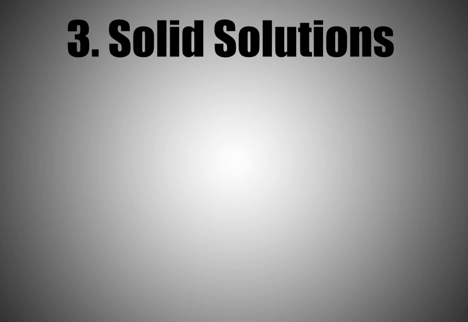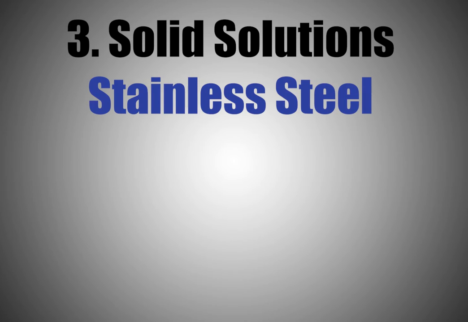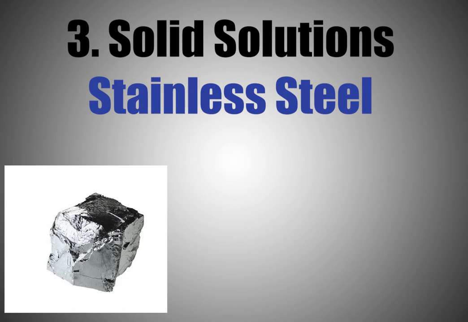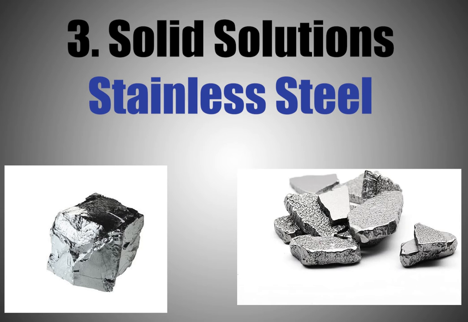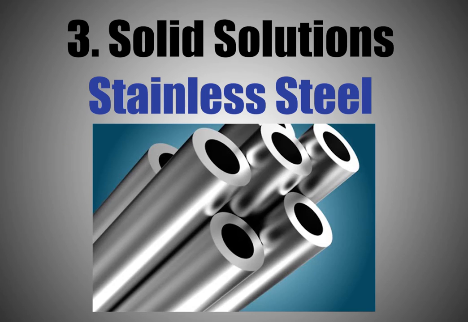Lastly, the third type of solution is the solid solution. The example of this is stainless steel. Chromium metal is dissolved in iron to form a shiny steel. Therefore, chromium metal is our solute and iron is our solvent. When combined, it forms stainless steel. It is a type of steel that has resistance to rusting due to the presence of chromium metal.